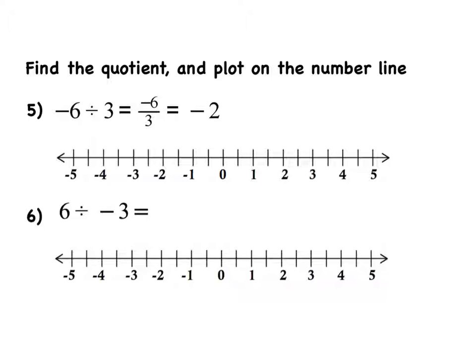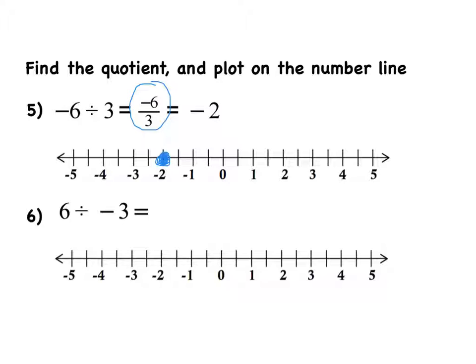All right, for number 5, we could rewrite negative 6 divided by 3 as negative 6 over 3, and if you didn't do this part, that's fine, but I included it because it'll be important to compare these two examples, okay? But the quotient is negative 2. We plot it here on the number line.